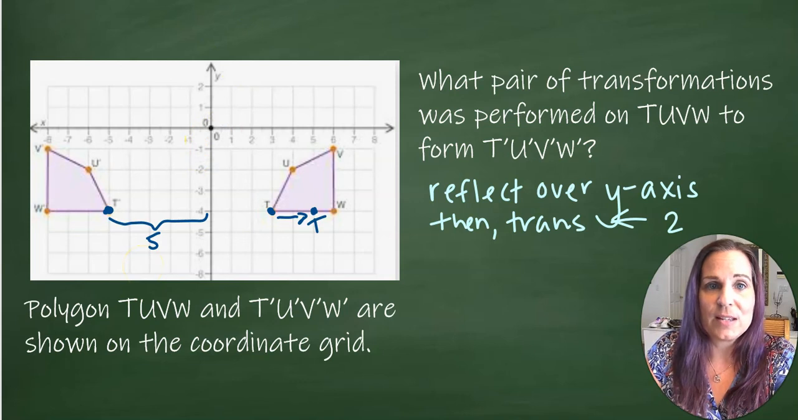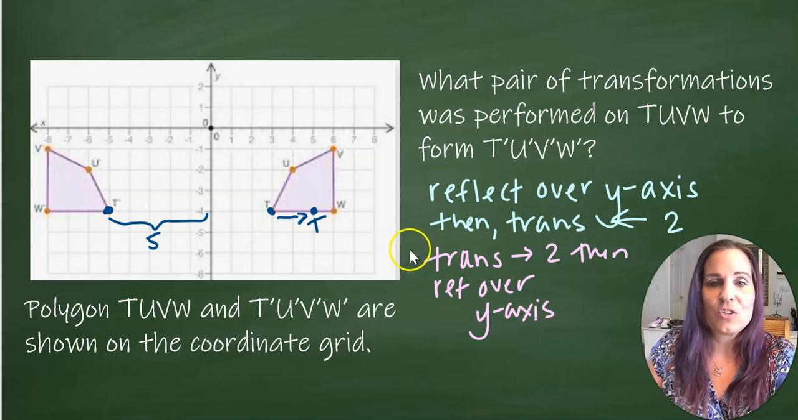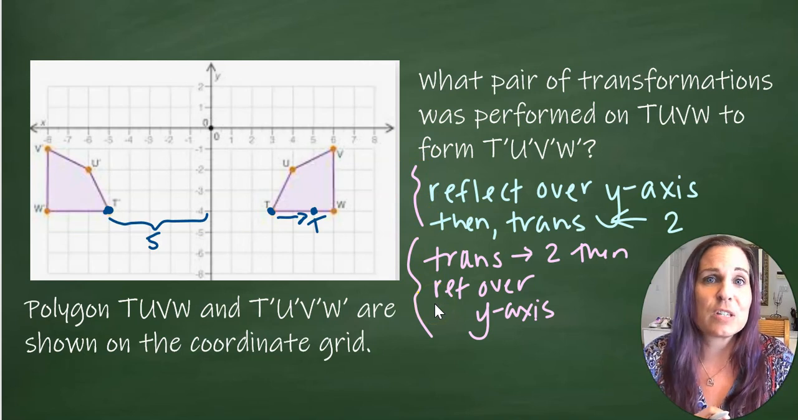So for this, if I want to do the translation first, I would translate, and that's going to be right 2, right? And then I would reflect over the y-axis, right? And put then. So 2 different ways that I could do it, but the same result, and using the same transformations, but the difference here is whether you translate first or translate second, that decides whether you're shifting to the left or to the right.